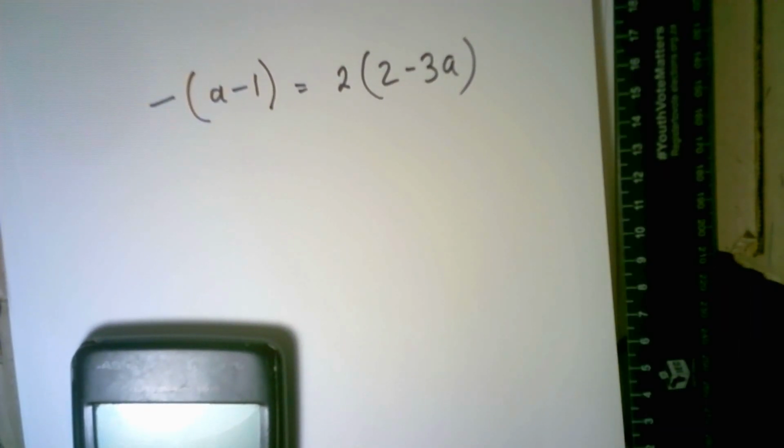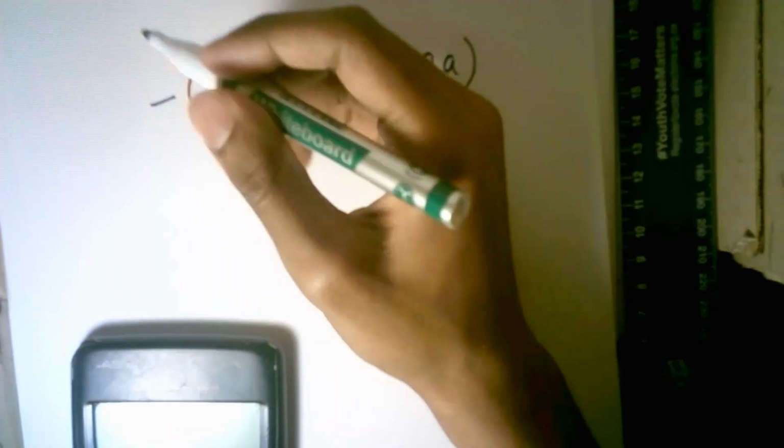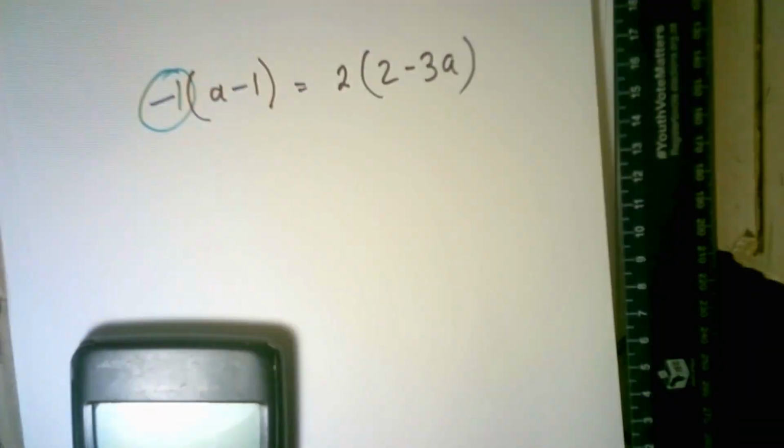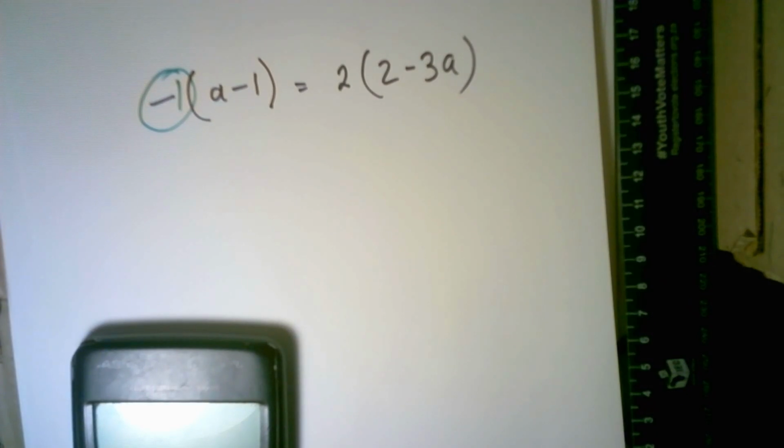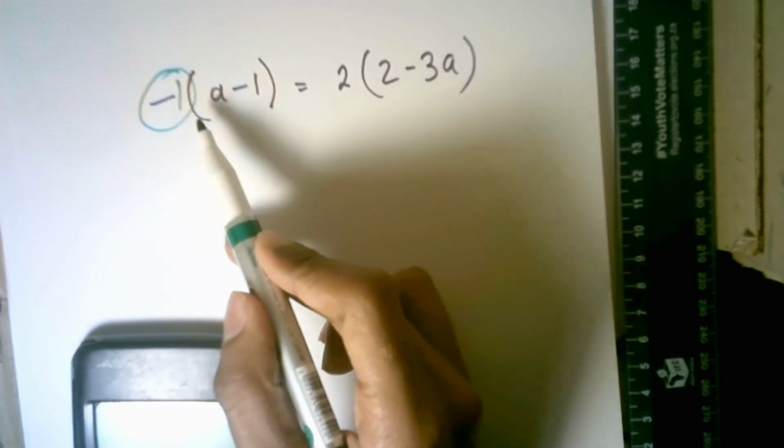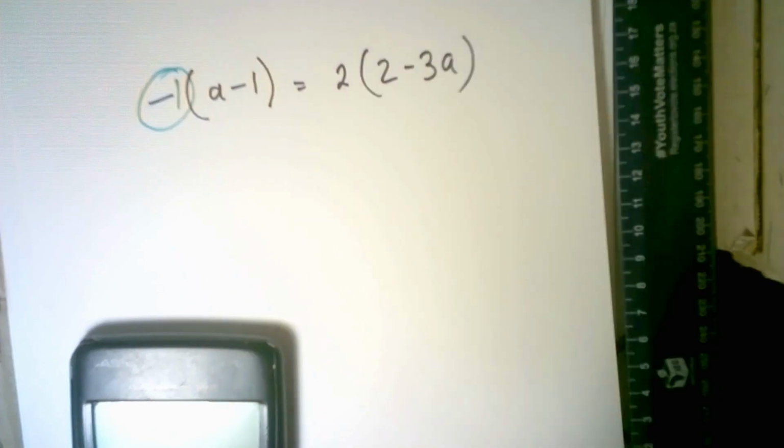What number is in front of the brackets a minus 1? Now, we are so tempted to say that there's an invisible 1, but actually, there's an invisible negative 1. Do not forget about the sign. So negative 1 is being multiplied to the brackets. So it's negative 1 times a minus 1.